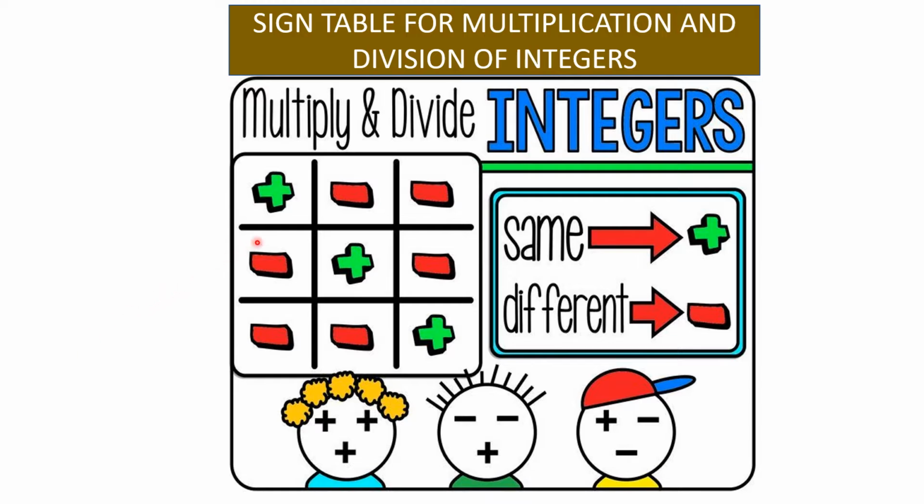Suppose the first integer is positive and the second integer is negative, we will have a negative sign in the answer. If the first is negative and the second is positive, we will again have a negative sign. If both the integers are negative, we will have a positive sign in the answer. So in simple, we can remember this by saying if the signs are the same, we will have a positive sign in the answer, and if the signs are different, we will have a negative sign in the answer.